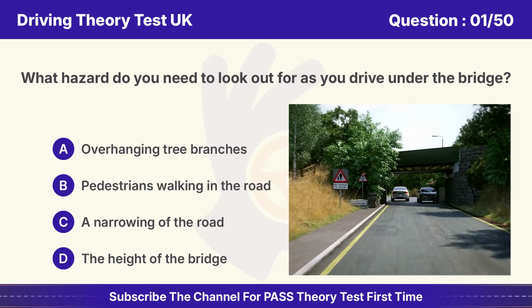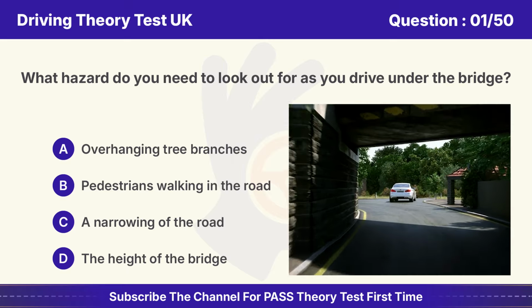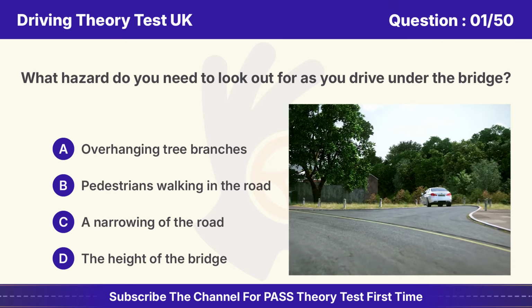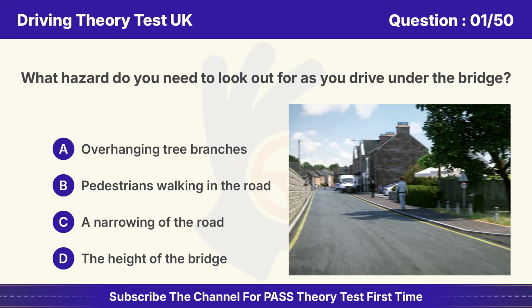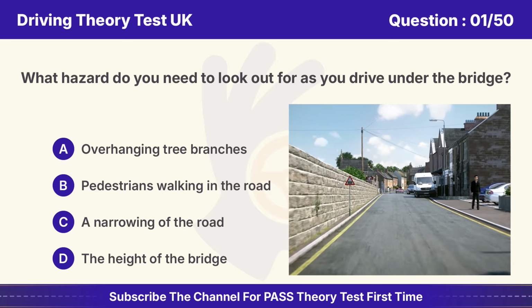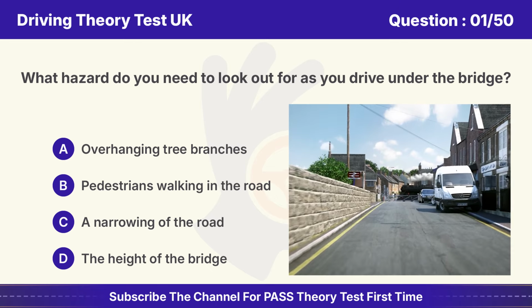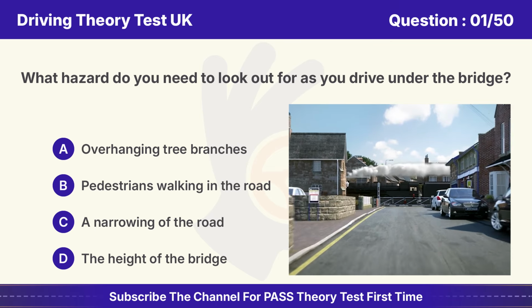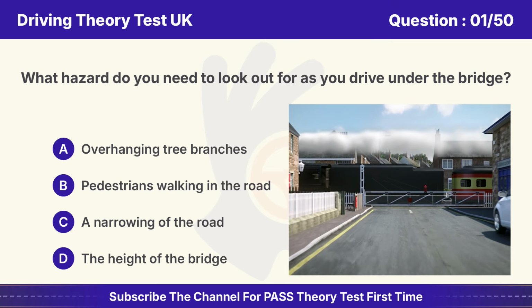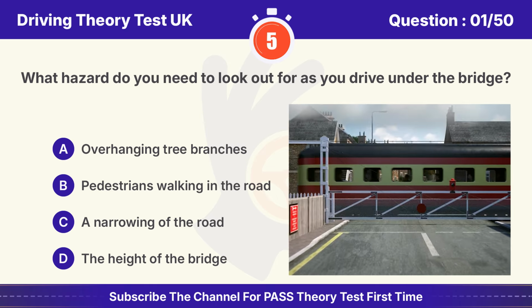Question 1. What hazard do you need to look out for as you drive under the bridge? Option A. Overhanging tree branches. B. Pedestrians walking in the road. C. A narrowing of the road. D. The height of the bridge.